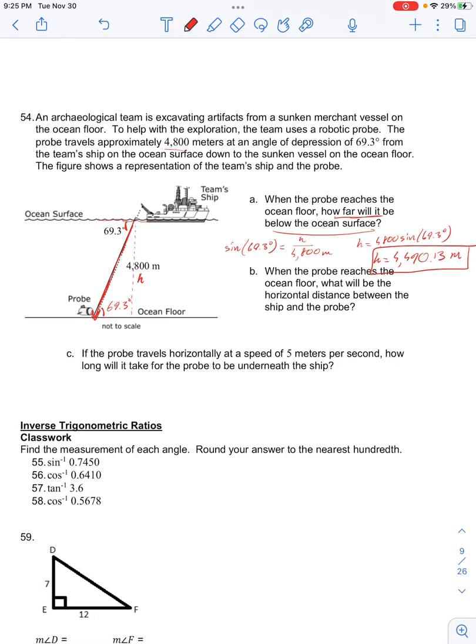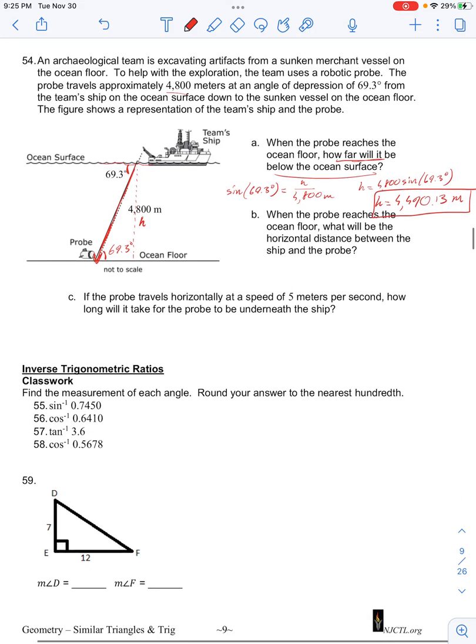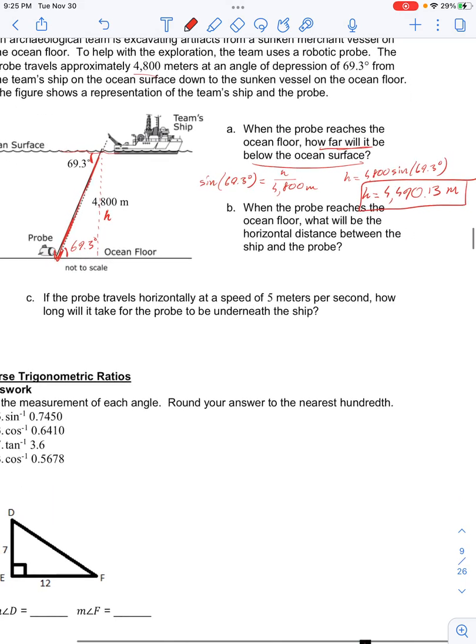Then when the probe reaches the ocean floor, what will be the horizontal distance between the ship and the probe? The horizontal distance, this x value, we can solve using cosine. So the cosine of 69.3 degrees is equal to x, adjacent, over hypotenuse, which is 4,800 meters. Multiplying by 4,800, x is equal to 4,800 meters times cosine of 69.3 degrees.